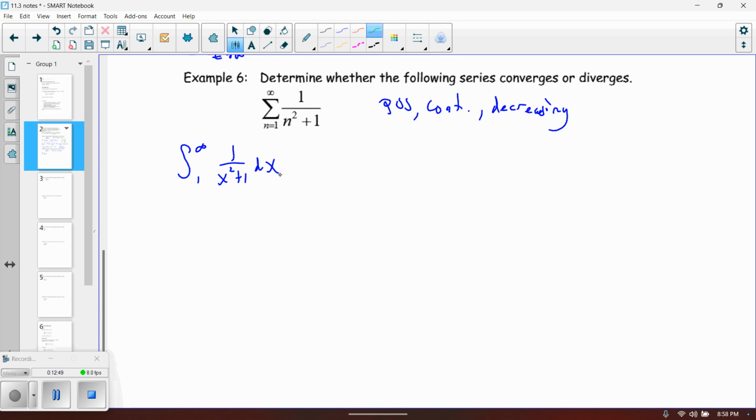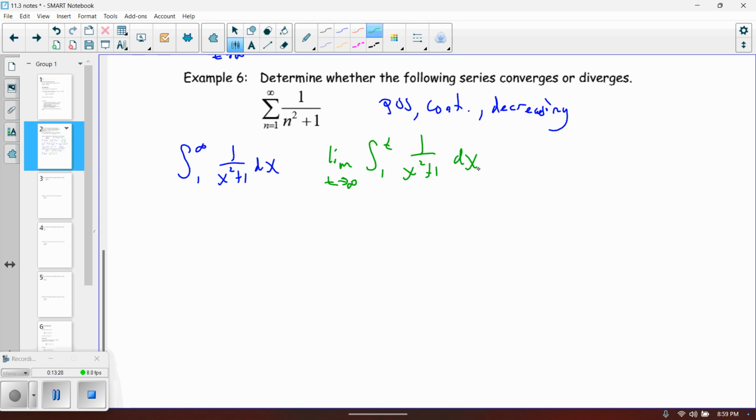This one is not going to be a u substitution because I don't have that extra x on top to get rid of when I take u to be x squared plus 1. You basically just have to recognize this as the form of the derivative of the inverse tangent. So let's set it up the correct way. It's the limit as t goes to infinity of the integral from 1 to t of 1 over x squared plus 1 dx. No u substitution necessary.